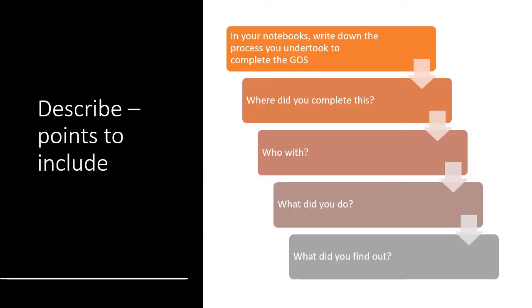When you're describing a general observation schedule, the points down the right hand side are what you need to consider. So we would like you to complete this in your notebook just now on your Teams page. Write down the process you undertook to complete the general observation schedule in badminton. Where did you complete this? Who did you complete it with? What did you do? And what did you find out? Like I said, I want you to take a wee bit of time now to go into your notebook and write down the process you followed.